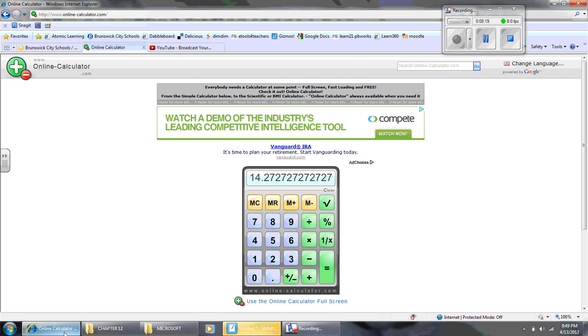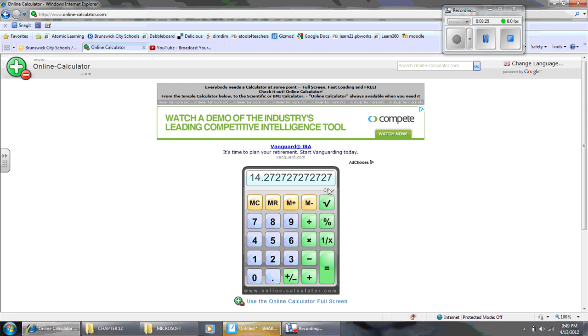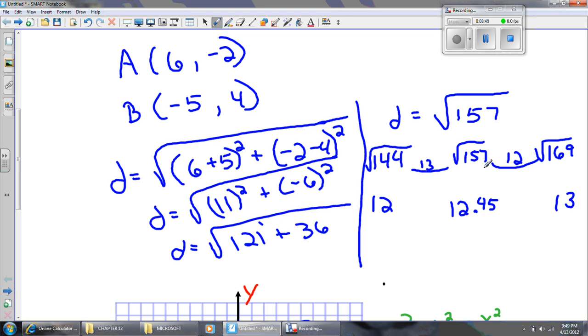And let's see here. Hold on, let me clear that out. Oops. I'm in draw mode there. Sorry about that. Okay, so if I take the square root of 157, I'm going to get 12.52. Of course, I should have said a little bit more than 12 and a half. My mistake. I see it now. Sorry about that. The reason I say that is because the distance from 157 to 169 is smaller than the distance from 144 to 157.